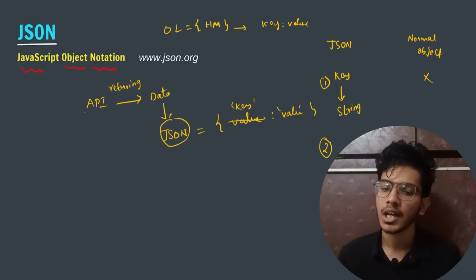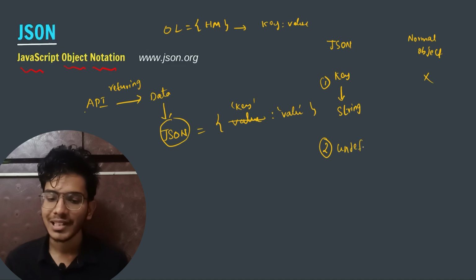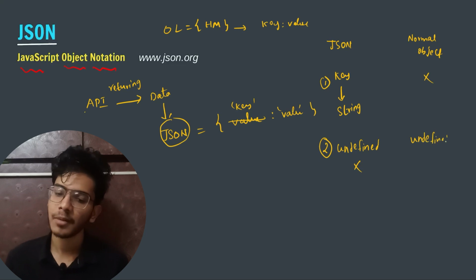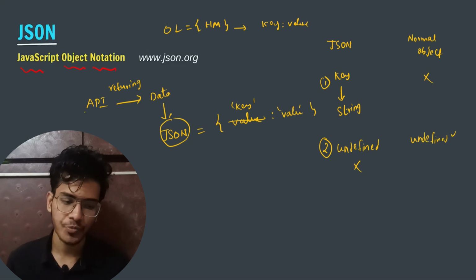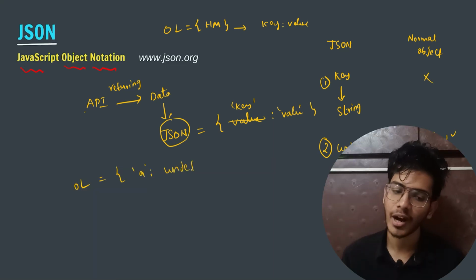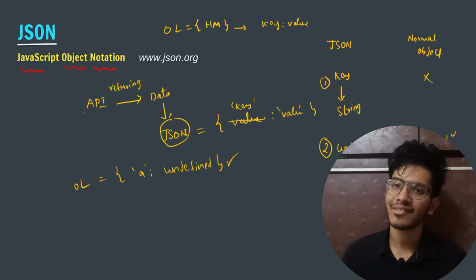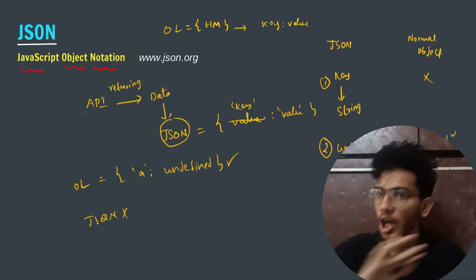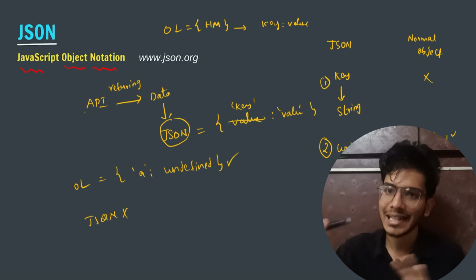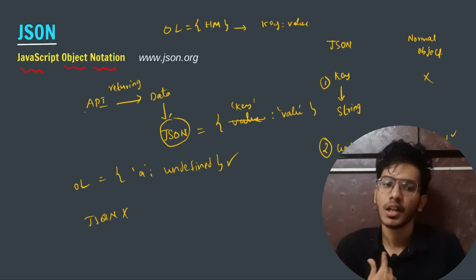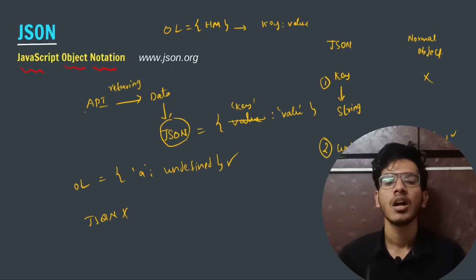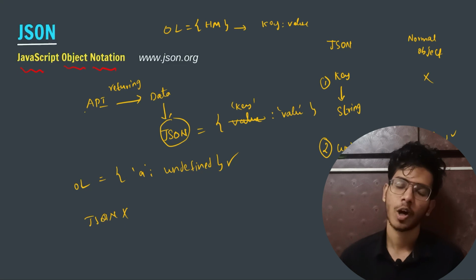And the next difference is, here undefined is not there, but here we will have undefined values. For example, let's say I am creating a JavaScript object, and I give some key a, and I assign its value as undefined. I can do this in a normal JavaScript object, but in JSON I cannot do this. It is not possible to write undefined because we don't have undefined. These are the two main differences between JSON and a normal JavaScript object.